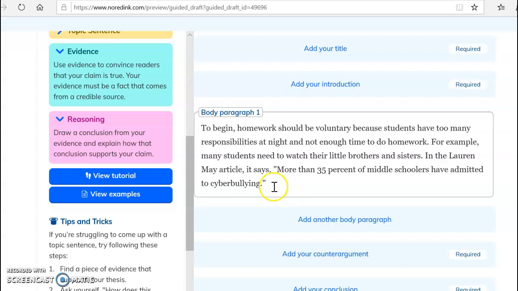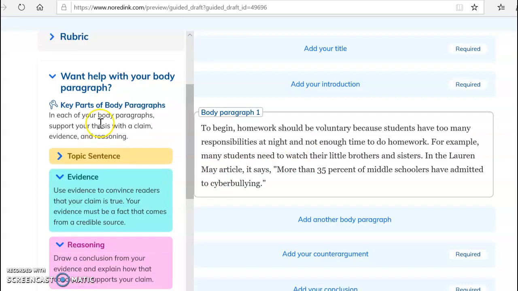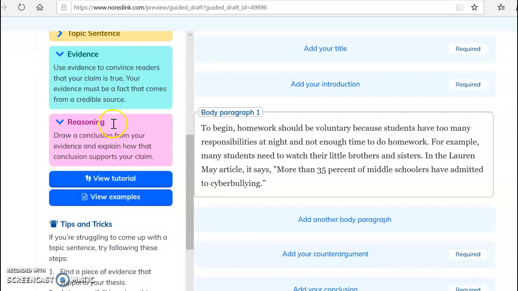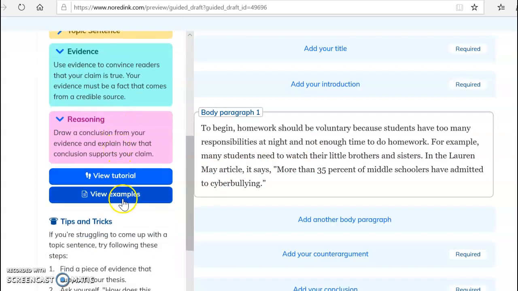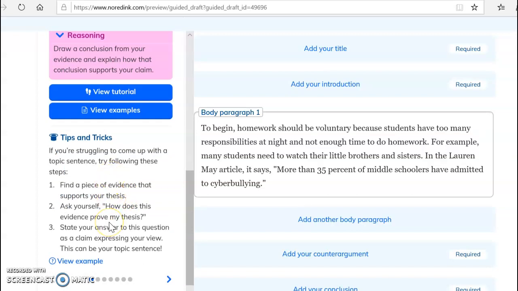Try to do your body paragraph. If you didn't do your introduction, do your introduction first. Don't do your body paragraph without doing your introduction first. Try to catch up with us, but please do some writing today. And of course, I'm always available, and there'll be a thread for questions. Make sure that you're looking at your tutorial, at your examples, at your tips and tricks before you finish it.